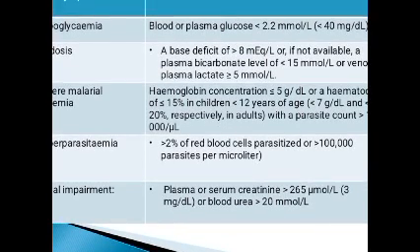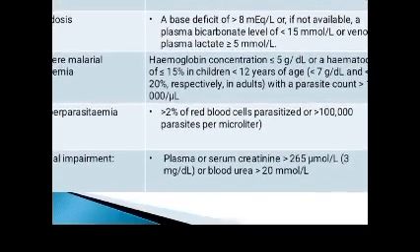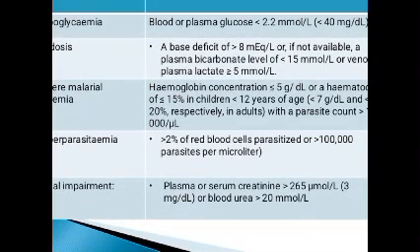Greater than 2% of red blood cells parasitized, or greater than 100,000 parasites per microliter. Renal impairment: plasma or serum creatinine greater than 265 micromol per liter, or 3 milligram per dl, or urea greater than 20 mmol per L.